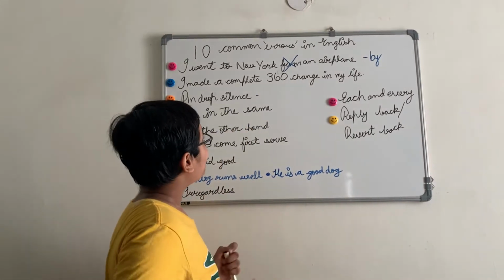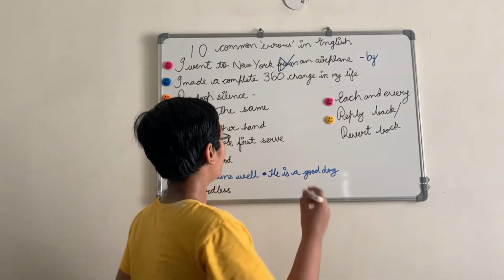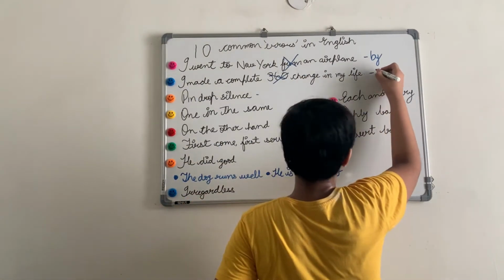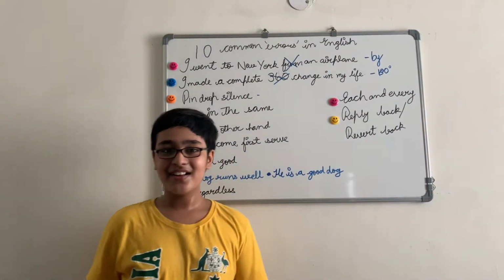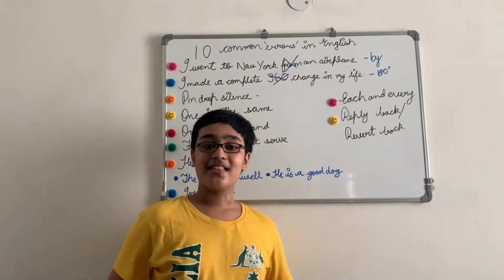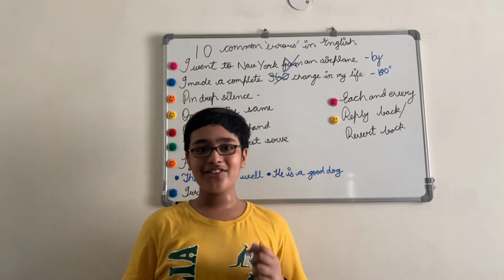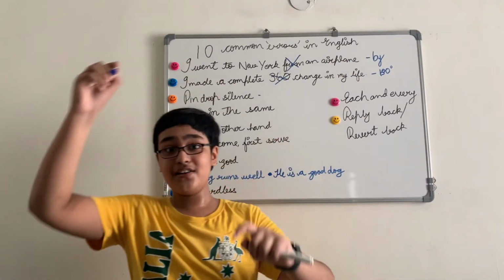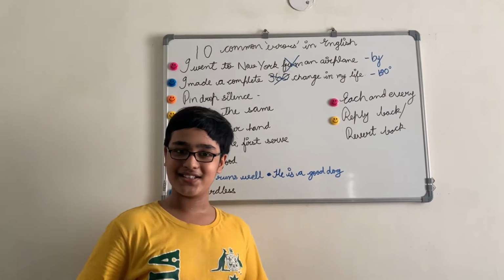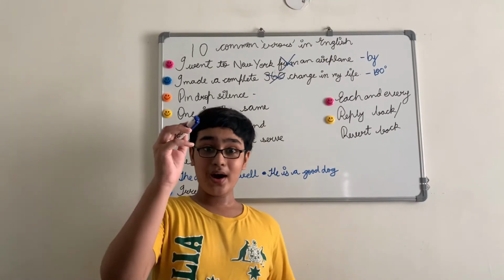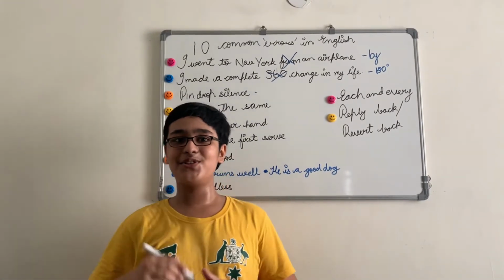I made a complete 360-degree change in my life. Okay, so what's the correct one? Well, it is, I made a complete 180-degree change in my life. Now, people use this expression to show that they have completely, entirely changed from the way they used to be. But going 360-degree means that you have returned to the same spot from where you started. I'll also draw a diagram so that you can understand it. And now 180-degree. 180-degree means that you have completely changed from the way you used to be.